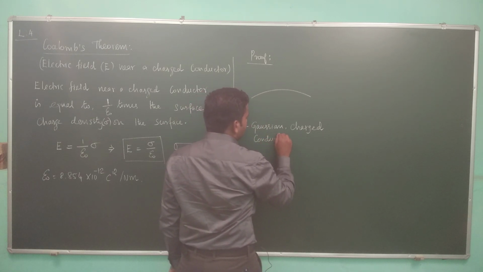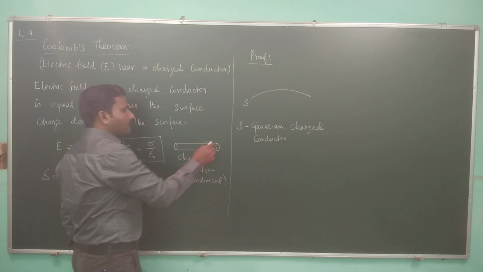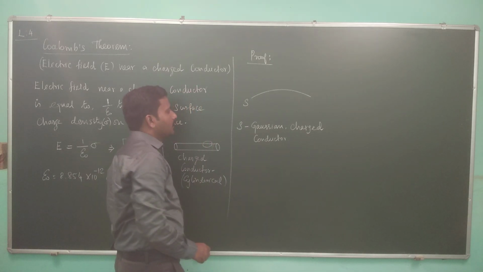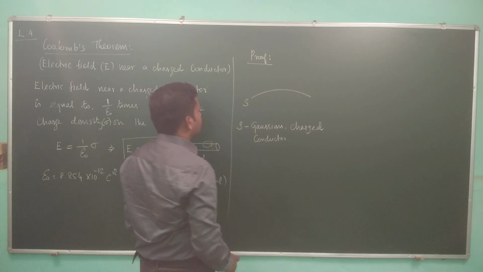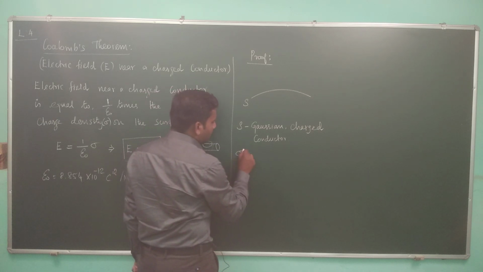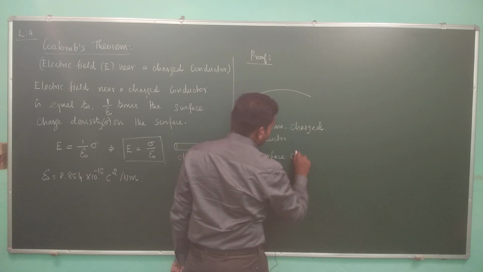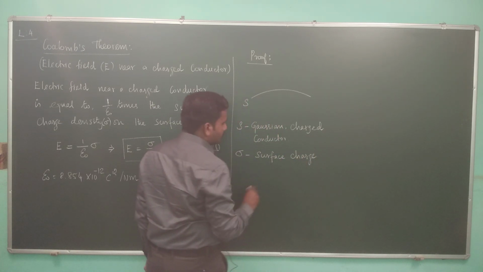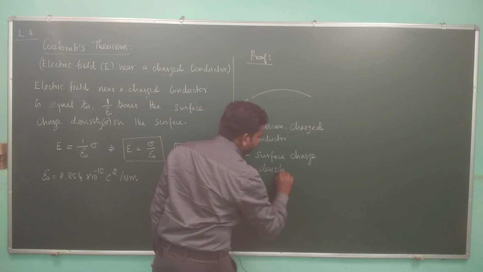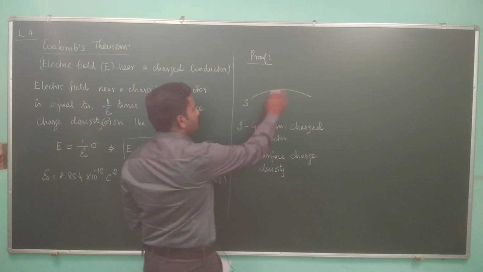What do you mean by Gaussian? Gaussian means this surface is uniform in its nature. It is a uniform surface, right? And this surface has a charge density sigma. So sigma is the charge density at the surface, denoted as the surface charge density.